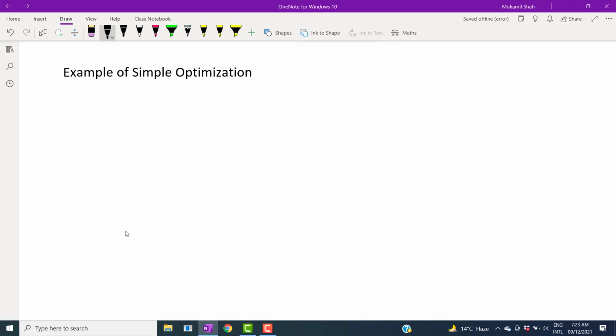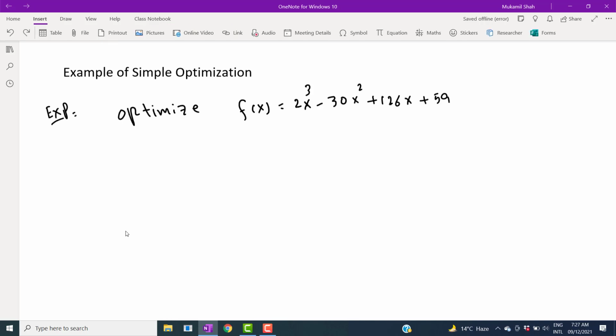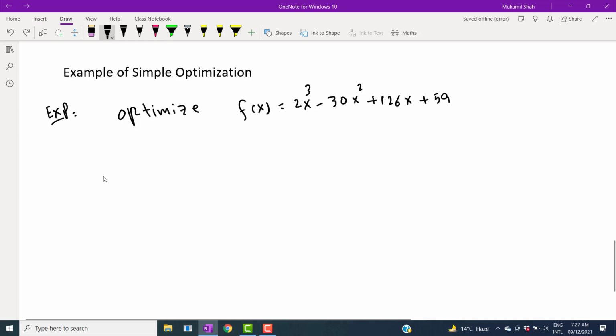Well, in this lecture we are going to do a numerical example on simple optimization. Let's suppose the question is given as this, and we want to optimize it. Clearly the only variable is x. We have to apply first order condition and second order condition to optimize this function. So first of all, we need to apply first order condition.